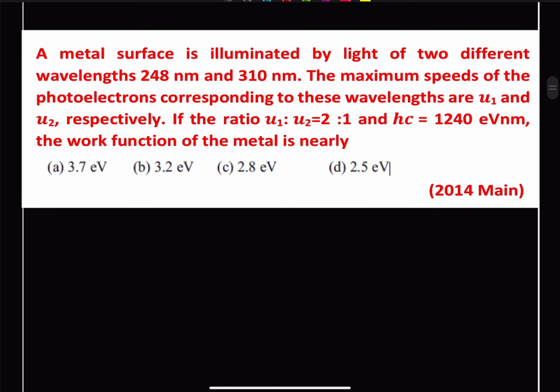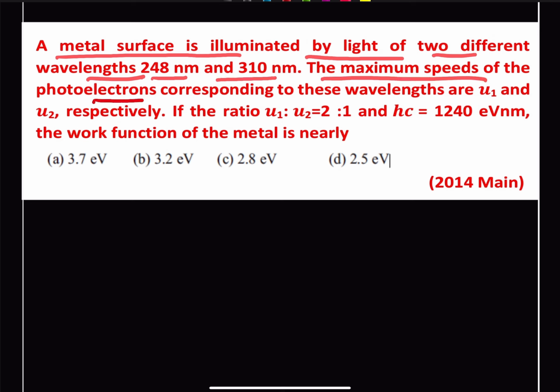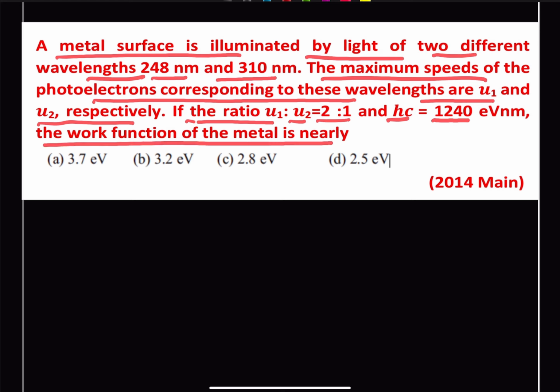Next question. It states that a metal surface is illuminated by light of two different wavelengths, 248 nanometer and 310 nanometer. The maximum speed of the photoelectrons corresponding to these wavelengths are U1 and U2 respectively. If the ratio of U1 to U2 is 2:1 and Hc is equal to 1240, the work function of the metal is nearly. So we are given two wavelengths.